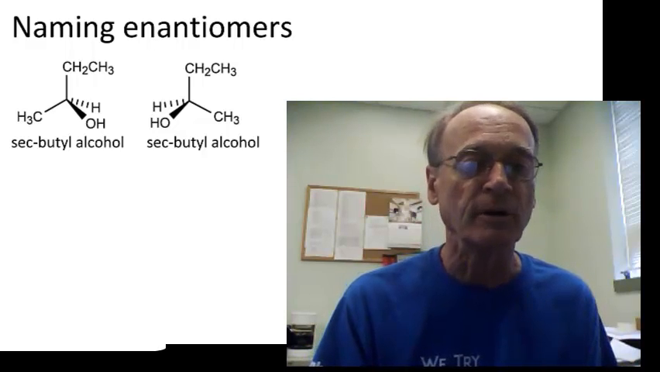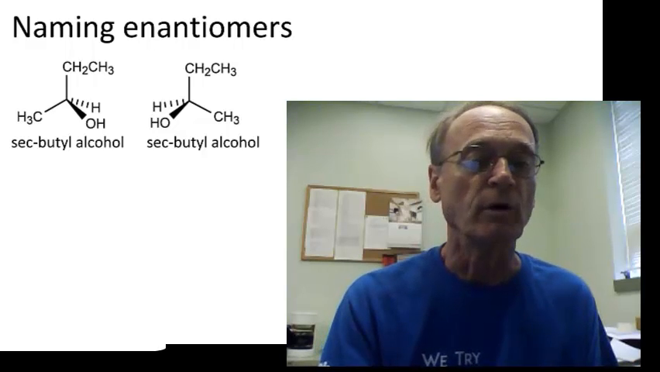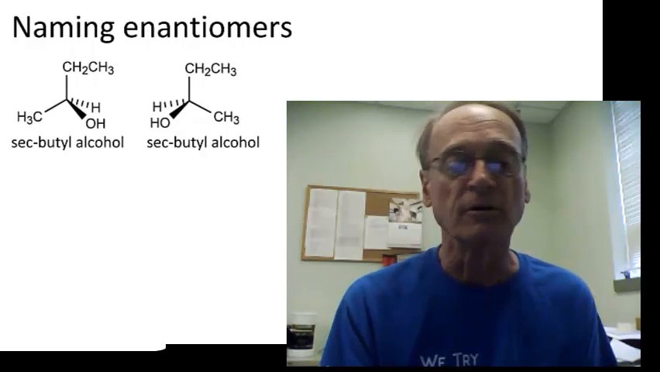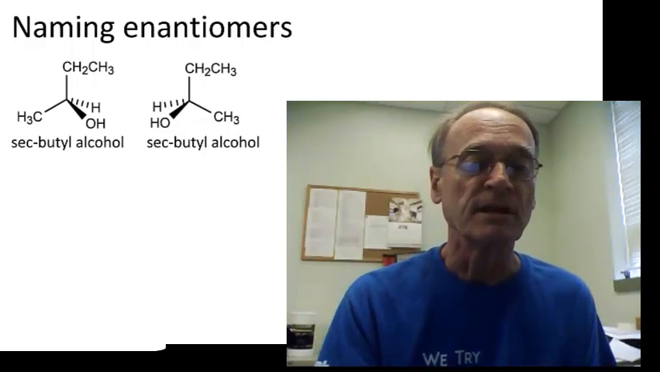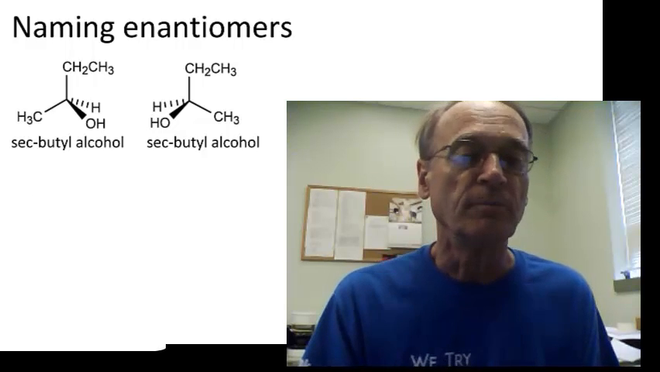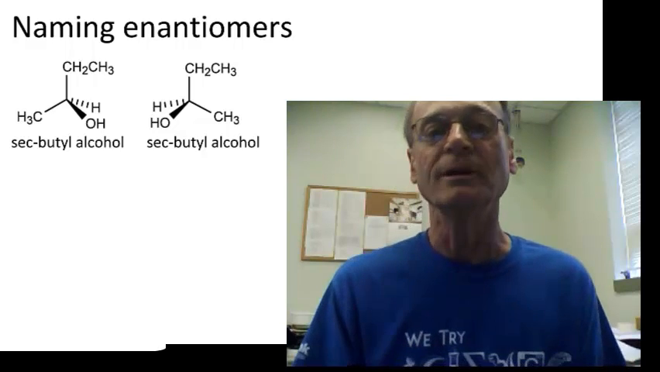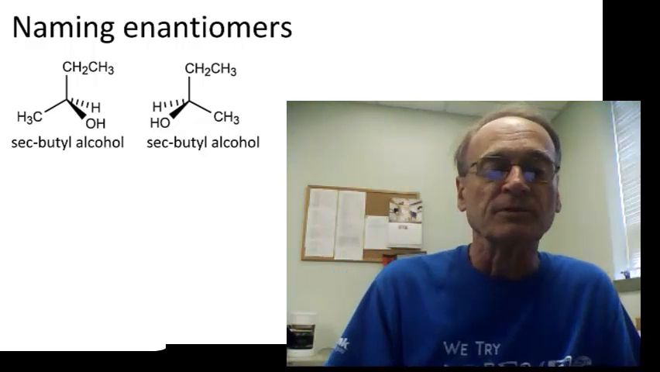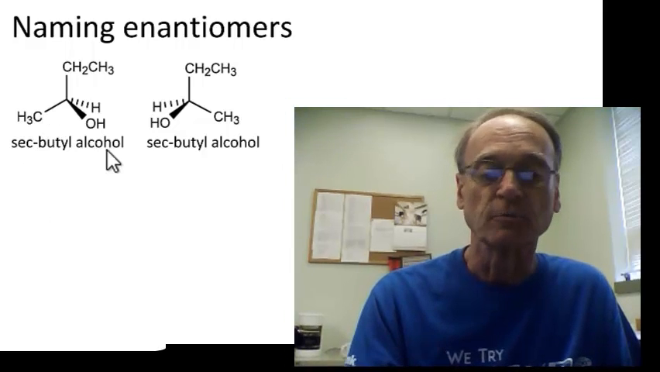They are mirror images, but they're not superimposable, which means that we can put one in one bottle and the other one in a different bottle. And if we want to put a label on it with a name, we can't call them both sec-butyl alcohol. Now, these compounds could also be called 2-butanol, but again, they're both 2-butanol. Sec-butyl alcohol is a common name, 2-butanol is an IUPAC name. But if we want to have a specific name for this enantiomer, how are we going to do that? That's what this lecture will be about.